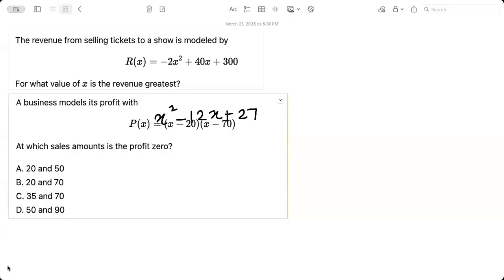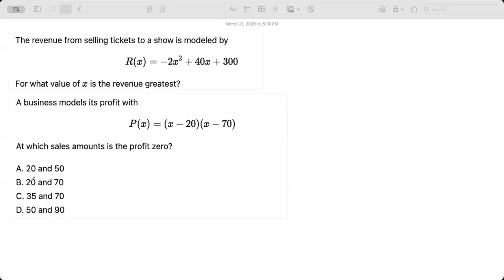How about this? A business models its profit, at what sales amount is the profit zero? What does it mean? It's asking for the two x-intercepts. Correct. So how do you get it? See how nicely you're able to do a practical word problem in quadratics. So what should you do for that? The answer is 20 and 70. Yeah, correct. Good job. So you have to equate it to 0 by the zero product rule. X minus 20 can be 0 or x minus 70 can be 0. It can be 20 and 70.